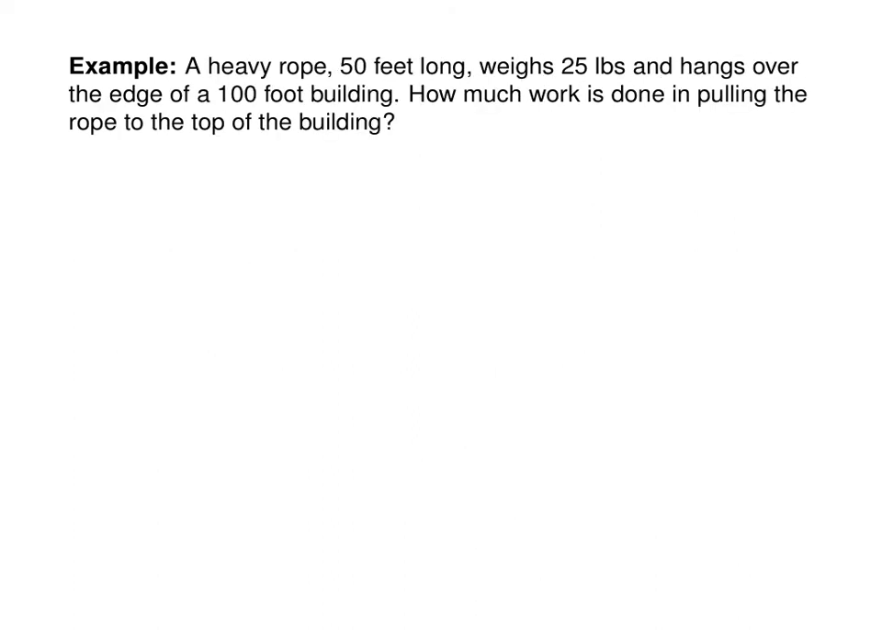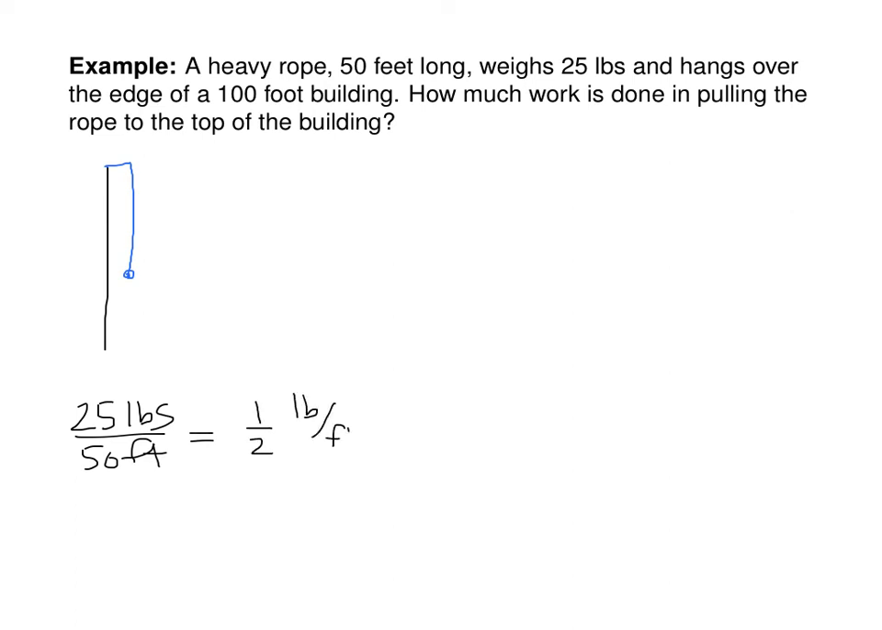And the last example we will do for work is lifting up a rope. So we have a heavy rope that is 50 feet long, it weighs 25 pounds, and it's hanging off the edge of a 100-foot building. Now let's figure out how much it weighs per foot. So we have 25 total pounds per 50 feet, so it's 1/2 a pound per foot.